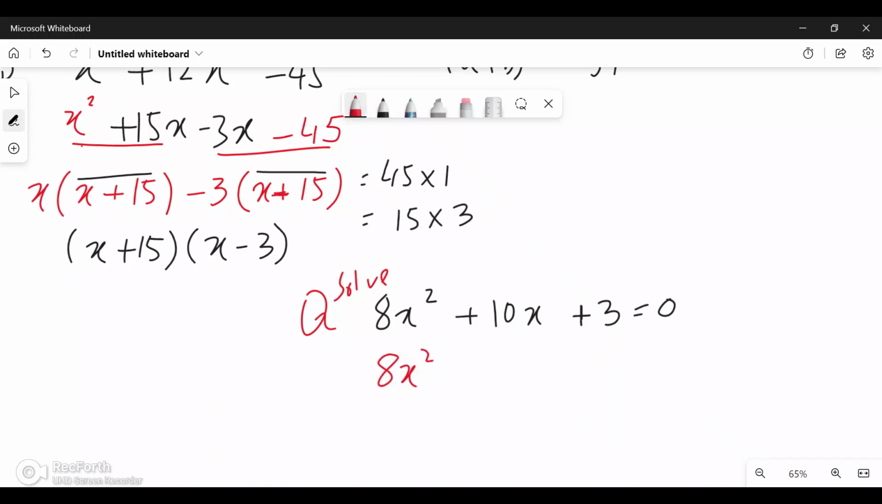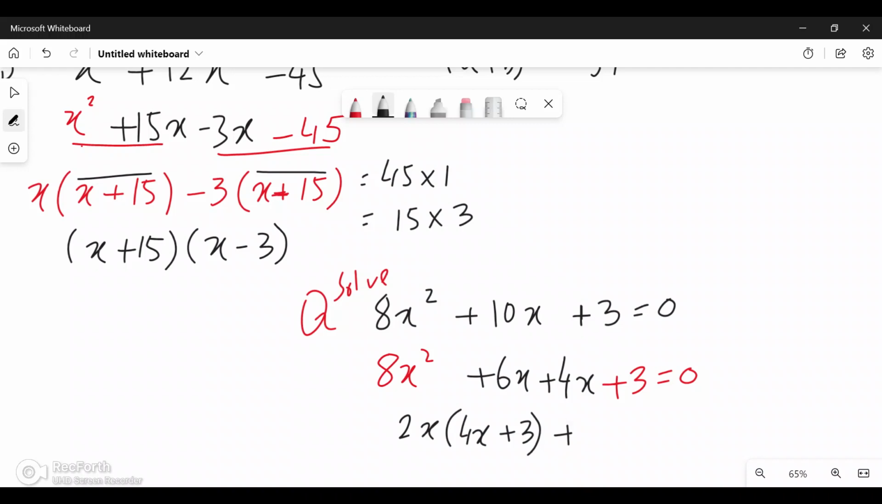Write first and last term as it is. 8 times 3 gives us 24. The factors of 24 that we are going to use here are 6 and 4, since 6 into 4 is 24, and 6 plus 4 will give us 10x. So I will write 6x plus 4x. These are my factors, and when I take common from the first pair, they both are divisible by 2, and x is the common as well. So I will get 4x plus 3.